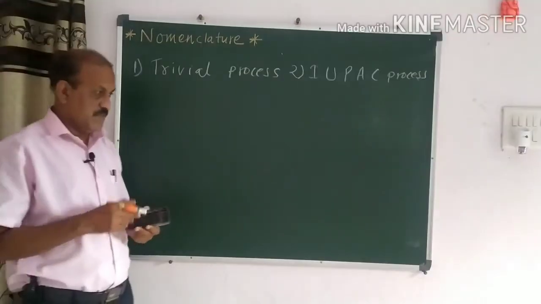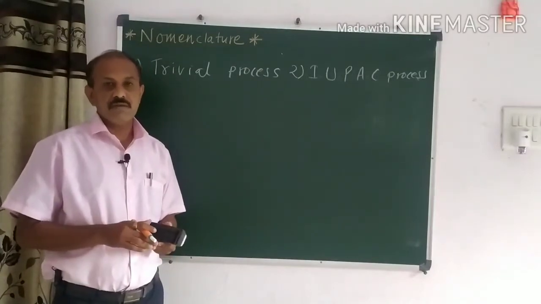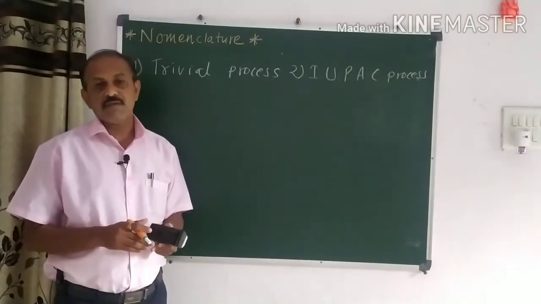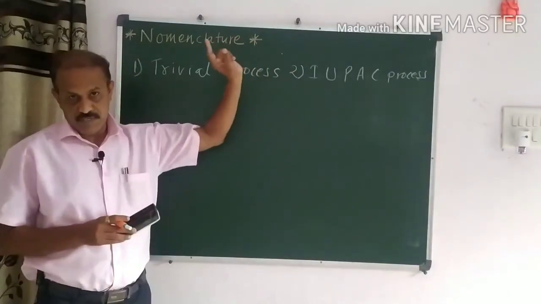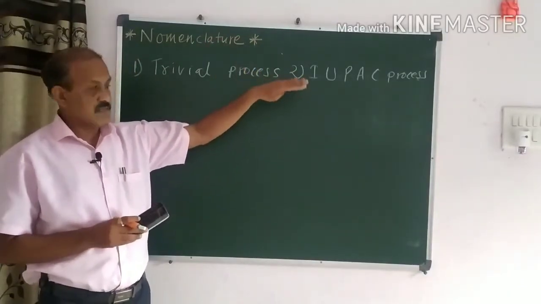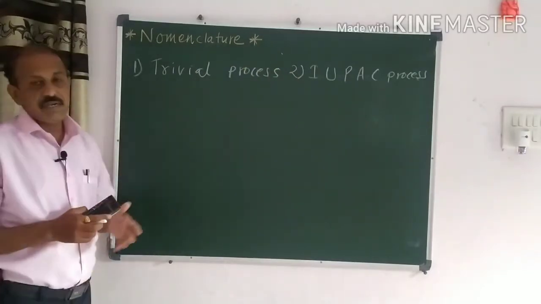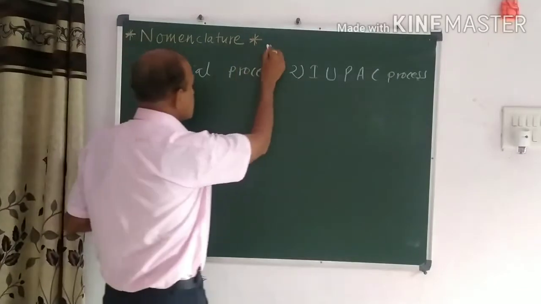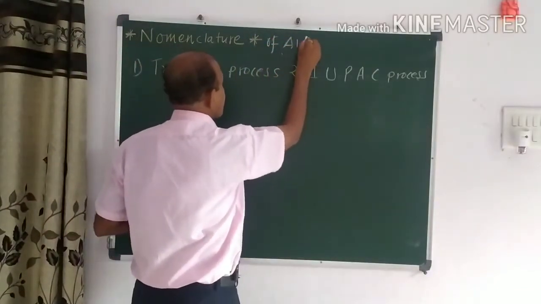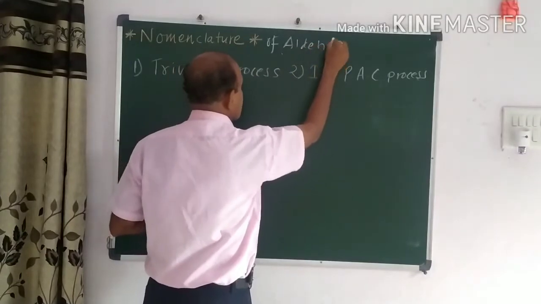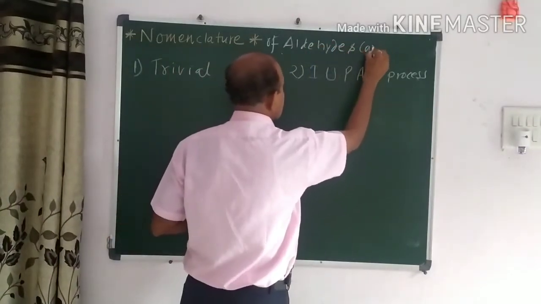Before this chapter, you have already discussed all the laws and rules regarding the trivial process and the IUPAC process. So instead of discussing all that, I will proceed further. Nomenclature of aldehyde and ketone. So we have to discuss the nomenclature of aldehyde and carboxylic acid.